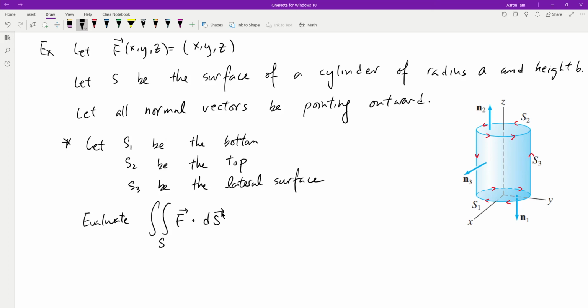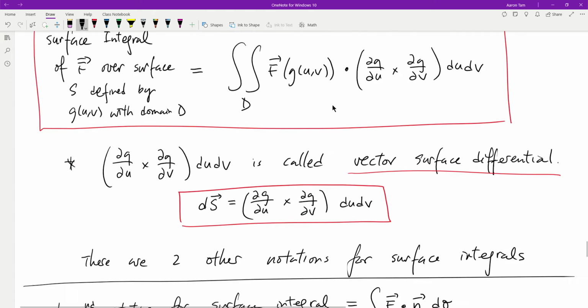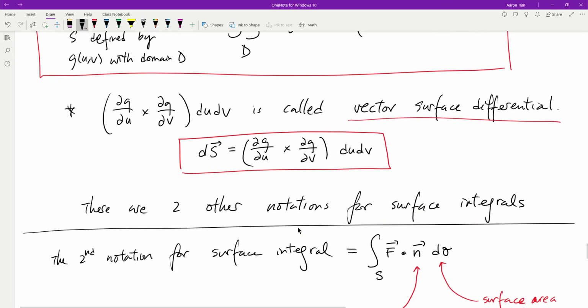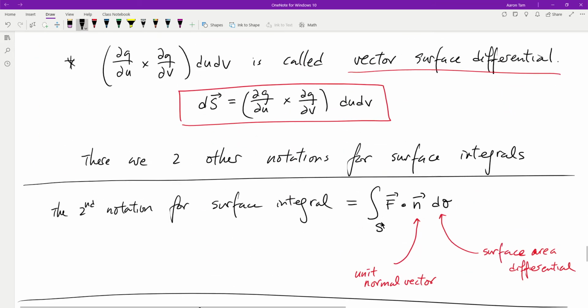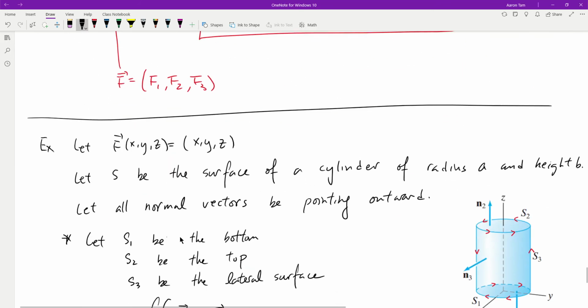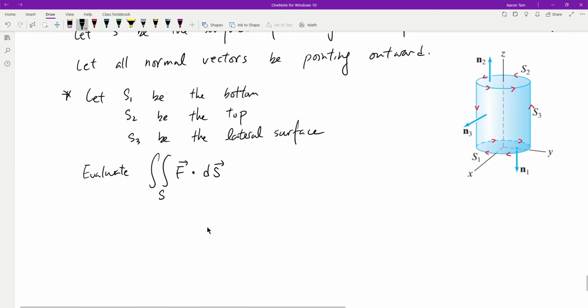Notice that I cannot use this notation. The reason why is because it will require me to already have a parameterization, and I can define the domain of the parameterization, which I don't have yet, but I do have the surface S already. So I have to use either this notation or this notation for now. But I will actually transform it using parameterization and evaluate it.